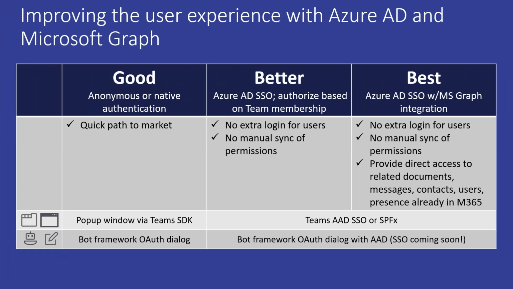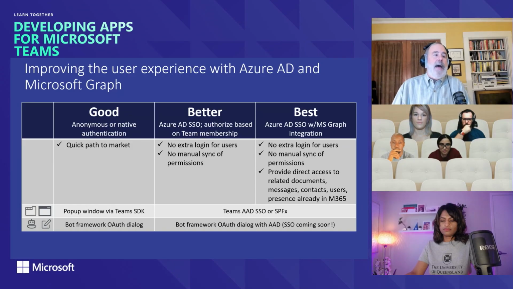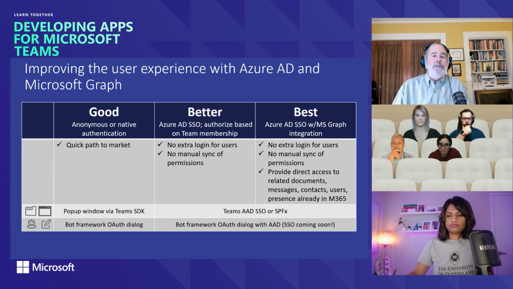But if you have your own auth system, you can certainly use that. There's a pop-up mechanism in Teams for tabs where you can put your own login page in the pop-up and pass back to your tab running in an iframe some information that it needs for security. And the bot framework has an OAuth dialog. So if you have an OAuth compliant service, you can actually get the bot to log the user in.